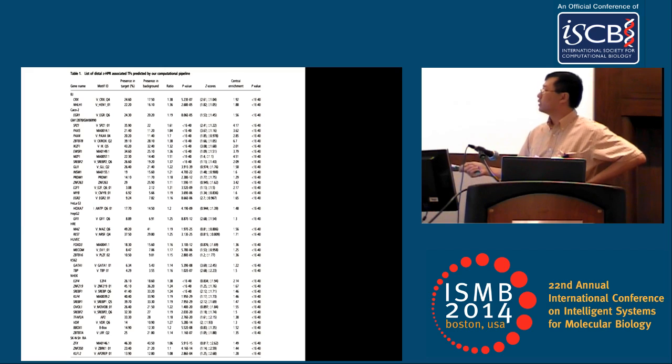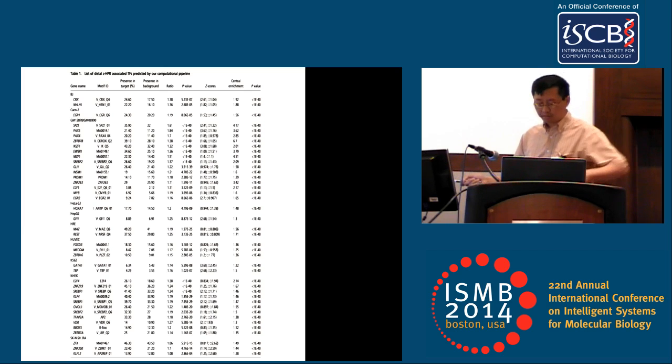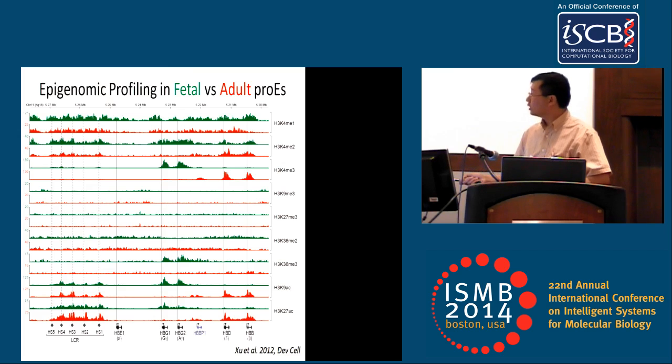By looking at 19 cell lines in ENCODE, we made a table with 41 predictions. This is all publicly available. If you're interested in any one of these factors, you can look it up.